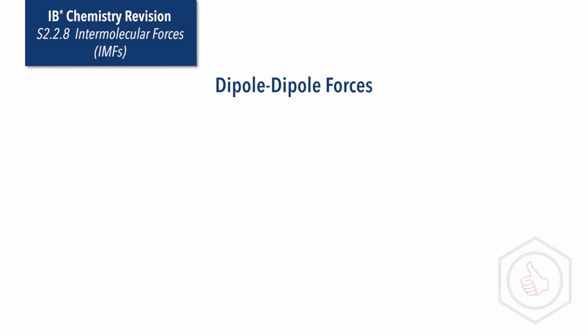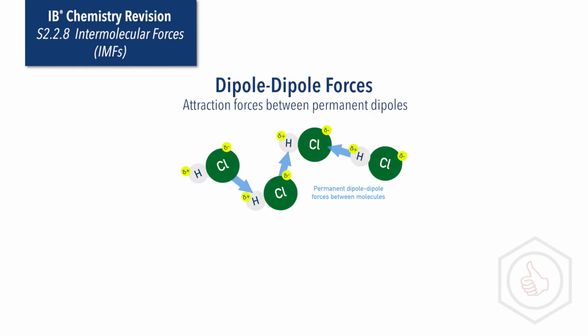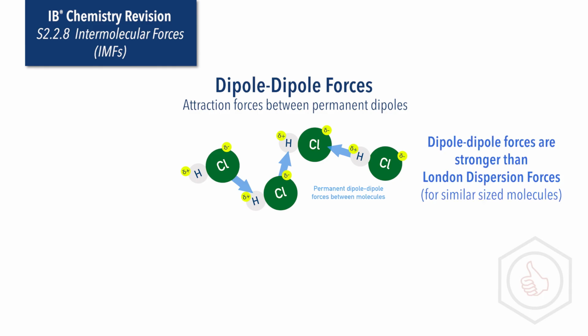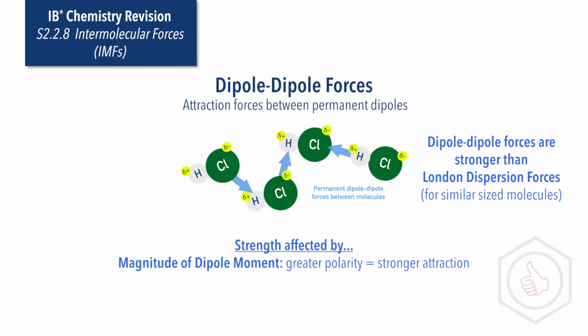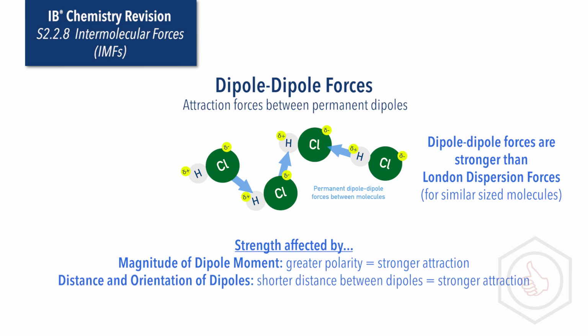Dipole-dipole interactions occur between polar molecules with permanent dipoles, where molecules align so that positive ends attract negative ends of nearby dipoles. For molecules of comparable size, dipole-dipole interactions are stronger than London dispersion forces, and their strength depends upon the magnitude of the dipole moment, so how polar the molecules are, and the distance and orientation between the dipoles, so how close the oppositely charged ends of each dipole can get to each other.